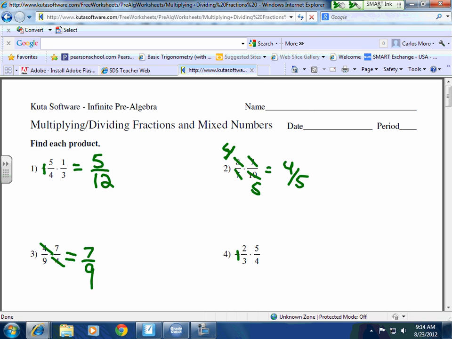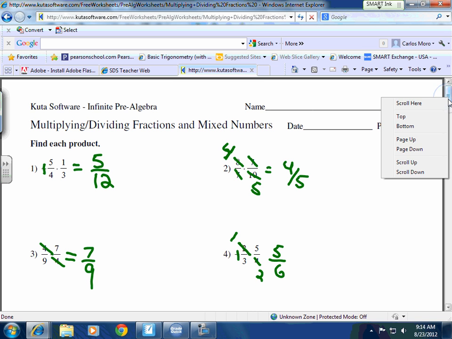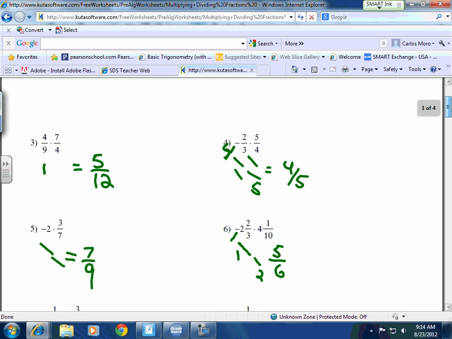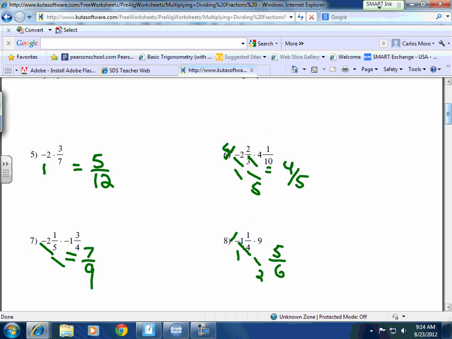Pretend that's a positive. 2/3 times 5/4. Well, you could do 10/12, or cross divide. The 2 goes into 2 1 time. 2 goes into 4 2 times. So that's going to be 5/6. Does that make sense, boys? That's 5/6.